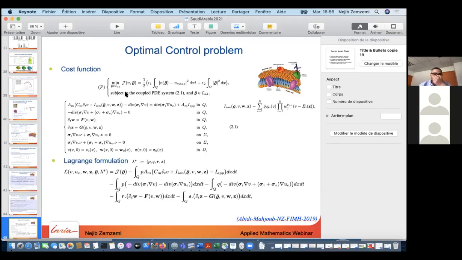To solve this minimization problem, we use a gradient descent method, and we need to make a Lagrange formulation of this problem in order to compute the gradient of the cost function. The Lagrangian is nothing but the cost function plus or minus the variational formulation of the problem, where the test functions are the adjoint solutions.